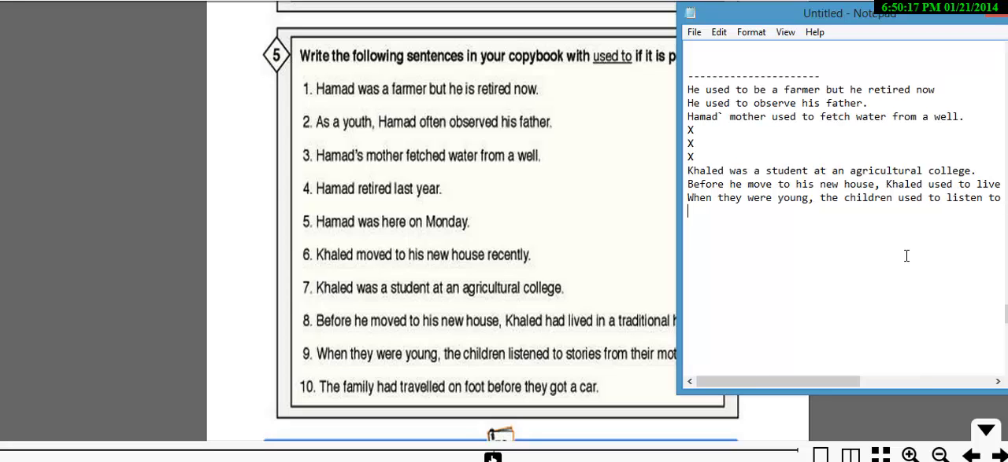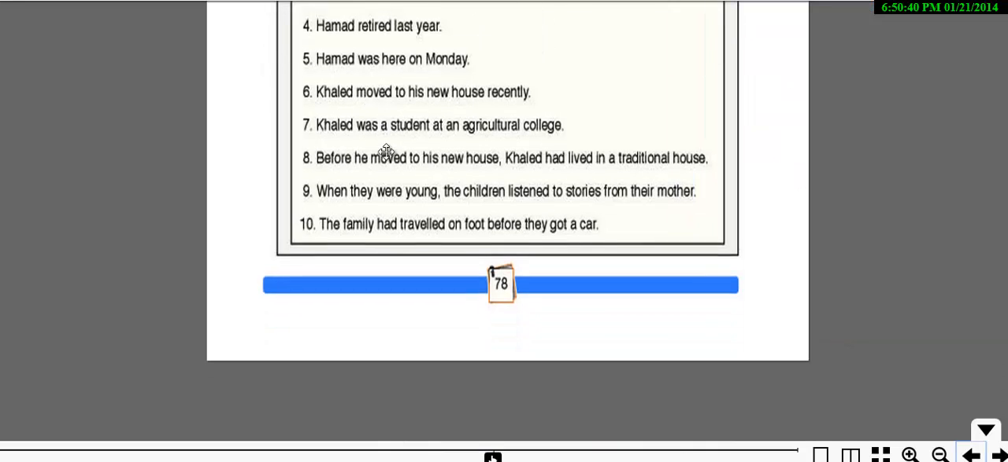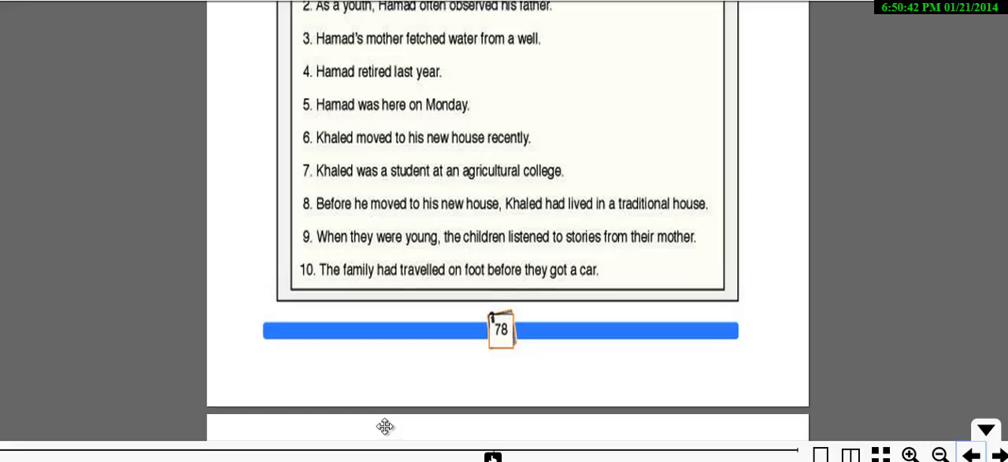And the family traveled on foot before they got a car. The family used to travel on foot before they got a car. Okay, I think we're done here with the grammar for today, so thank you for following up. We'll see you next time.